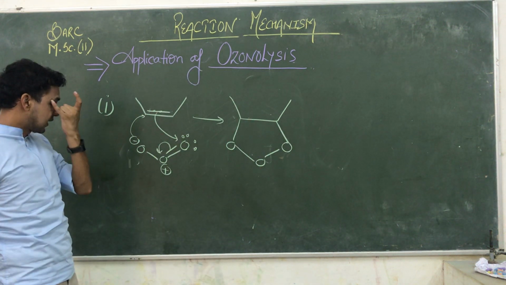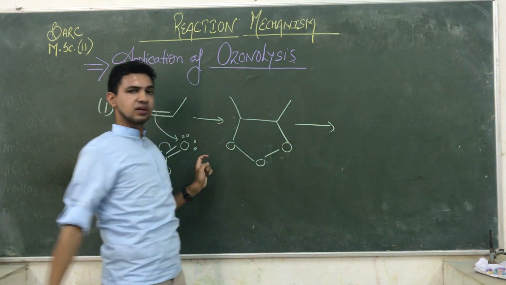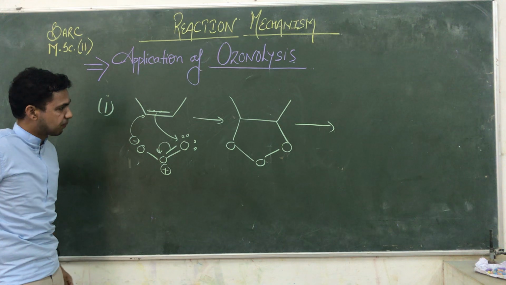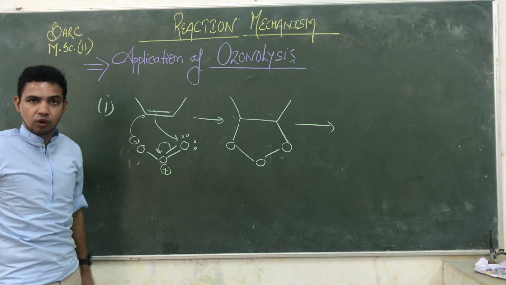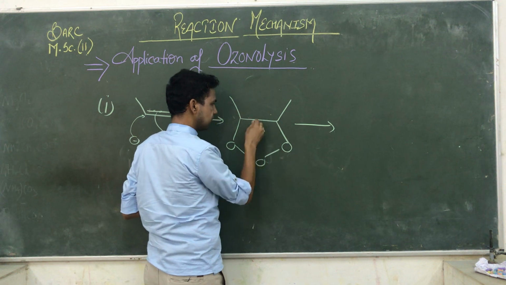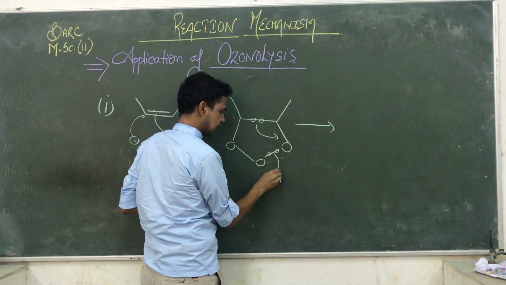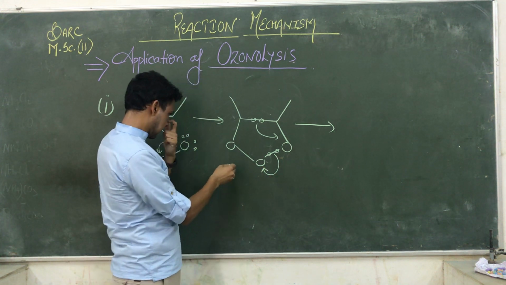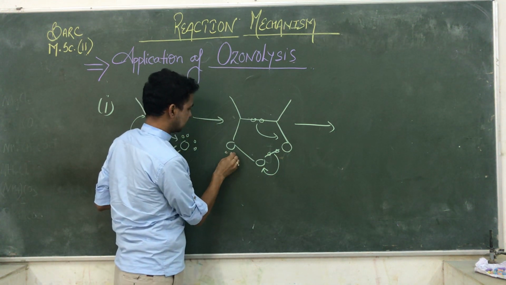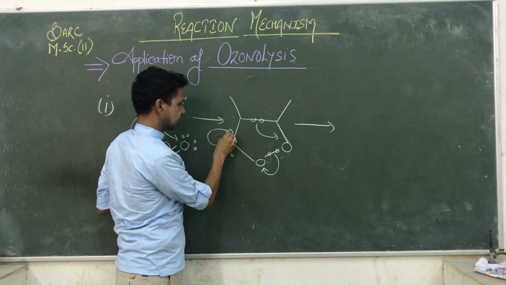This one is a cyclic compound, but in this cyclic compound the oxygen forms a peroxide bond. It is a highly unstable type of compound. Again, cleavage of the bond takes place here. So this bond is moving here, and this charge is carried by this oxygen, and at the same time this lone pair of electrons participates here.